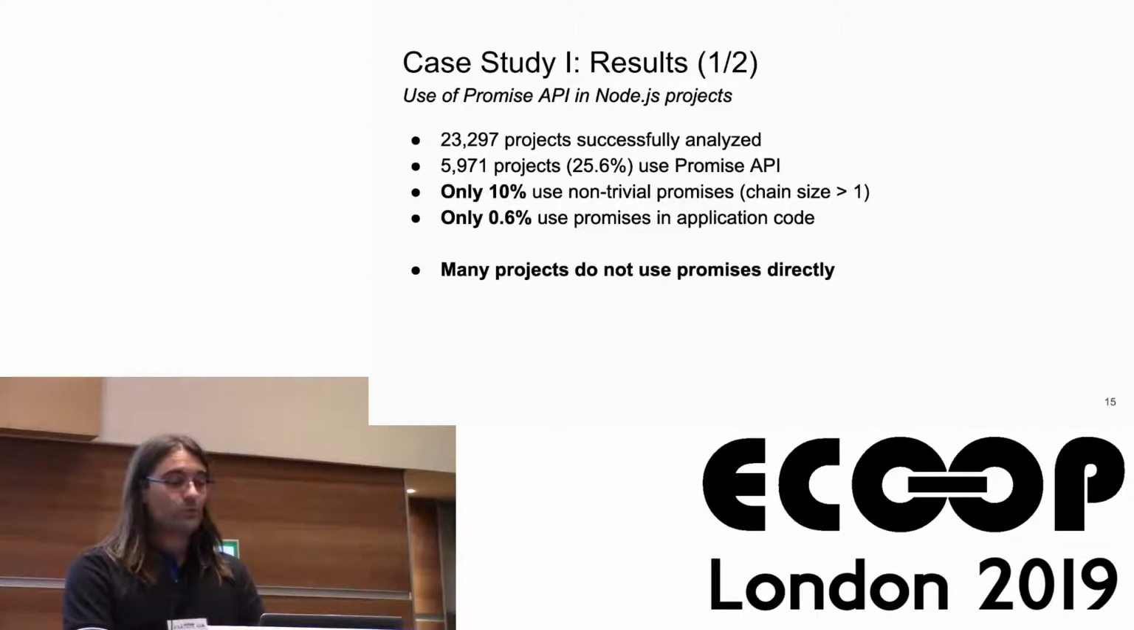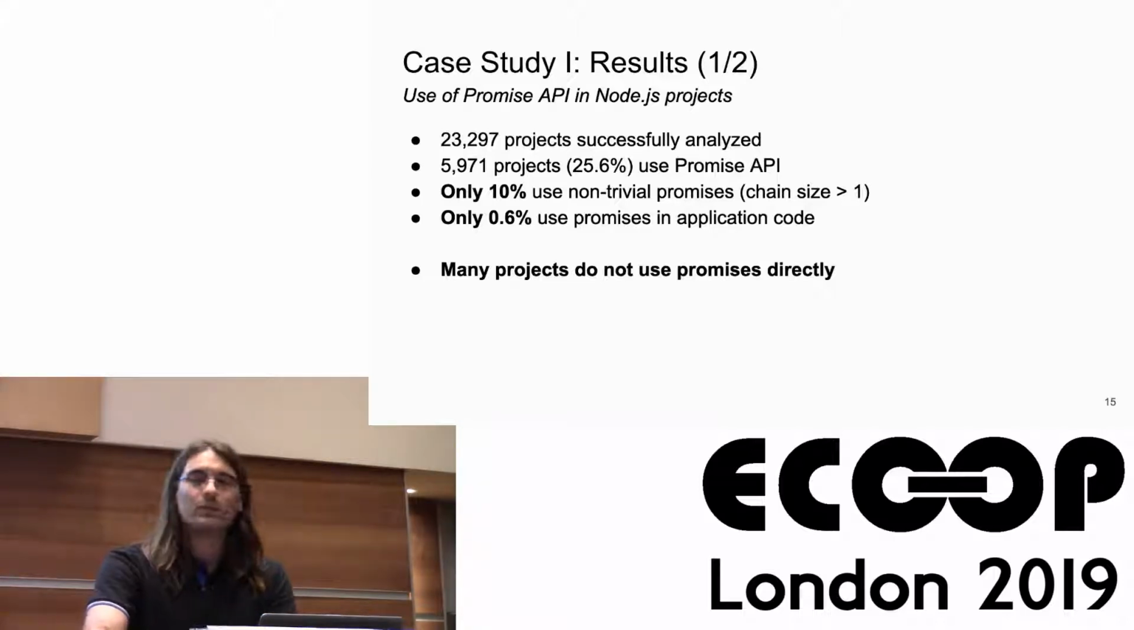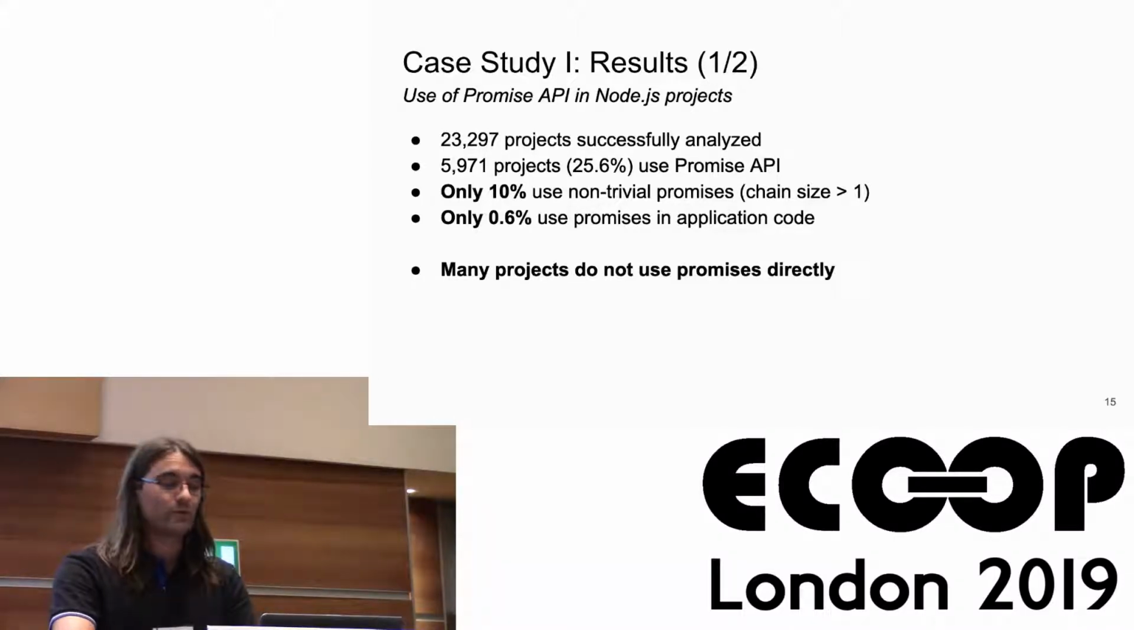With Deep Promise, we were able to successfully analyze around 23K projects. And 25% of them use the Promise API, but only 10% of them use non-trivial promises, which indicates that most promises are not used to handle asynchronous executions. And we also determined that only 0.6% of the projects use promises in application code, indicating that many projects don't use promises directly, but rather they rely on the promise support introduced by the other modules that they depend on.